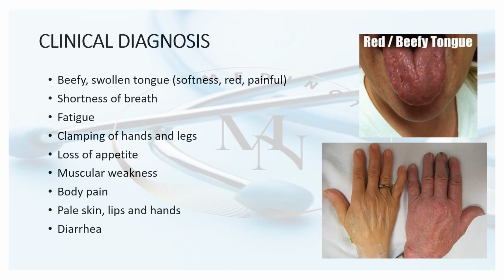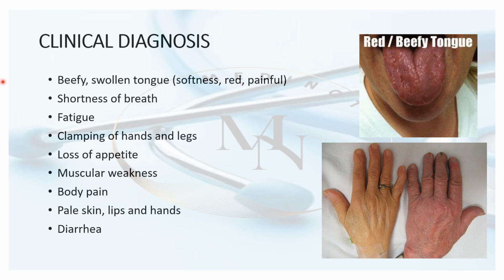Now we will look into the clinical diagnosis. What are the features that a vitamin B12 deficiency or a megaloblastic anemia patient would show you? This is a characteristic feature: the beefy swollen tongue, that is soft, red and painful. This is the characteristic feature of a vitamin B12 deficiency.